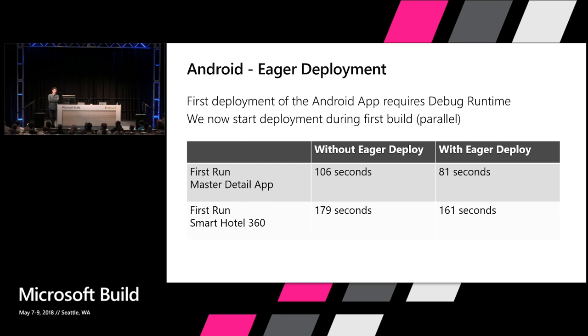On a fresh machine with the Android emulator not turned on and everything, the first run for a sample app goes from 106 seconds for the first deploy to 81. And for the big, fat, smart hotel application, it goes from 179 seconds to 161. So not as noticeable for the big apps, but every second counts.